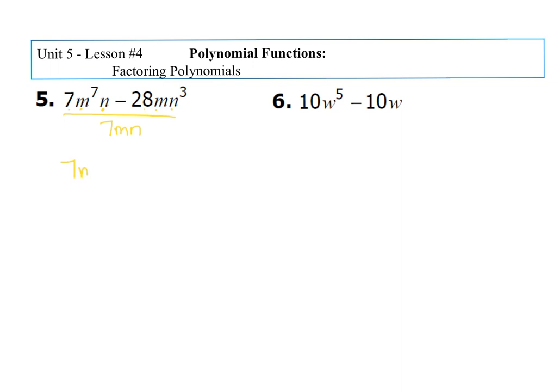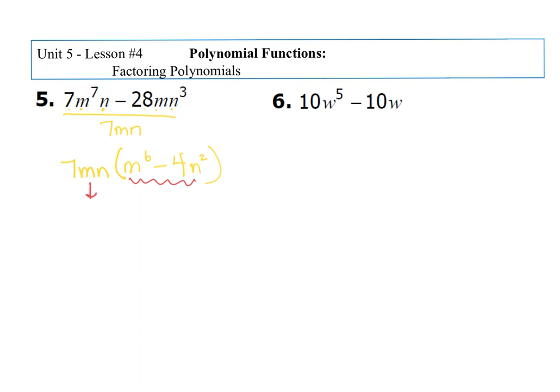So let's put our GCF 7mn on the outside, and let's divide. 7m to the 7th n gives us 1, and then m to the 6th, and no n's left. Minus 28 divided by 7 is 4. M, take away m is gone, n cubed take away an n is n squared. So now everything left inside this parentheses are perfect squares. Again, even exponents are perfect squares and 4 is a perfect square.